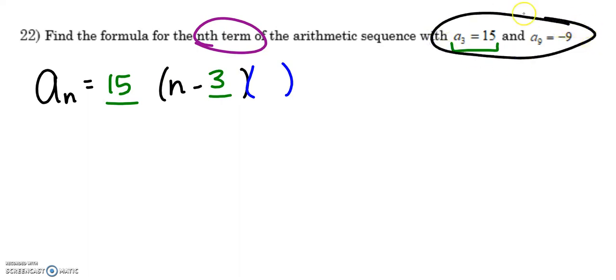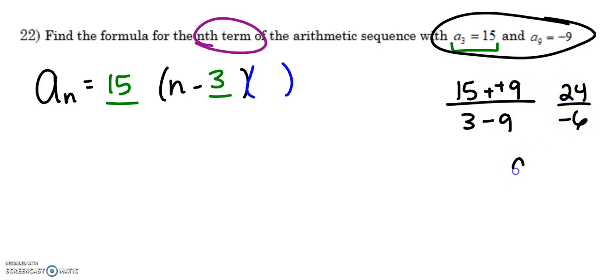The last thing that I need is my slope. So I can find the slope between these 2 points by saying 15 minus negative 9 over 3 minus 9. This will add, so I get 24 over negative 6, which means that my difference is equal to negative 4. So there is my a sub n.